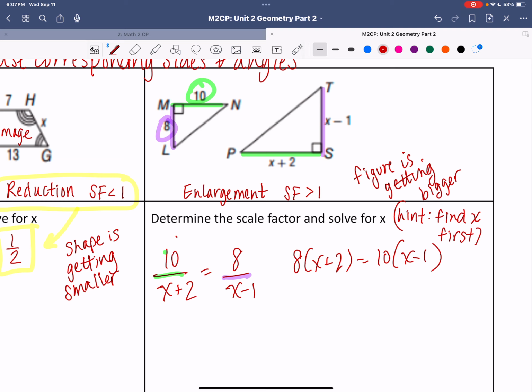So find your corresponding sides. So I've got 10, and the corresponding side there would be x over 2, so that's what I did here. And then we're going to take 8, and we're going to put that over x minus 1, which is what I did here. So now when you cross multiply, remember that x plus 2 needs to be in parentheses so you can distribute. And then here, again, remember this is in parentheses when you cross multiply. So as you're doing that, you're going to solve for x. Once you solve for x, then you can find the scale factor. So go ahead, finish that problem.